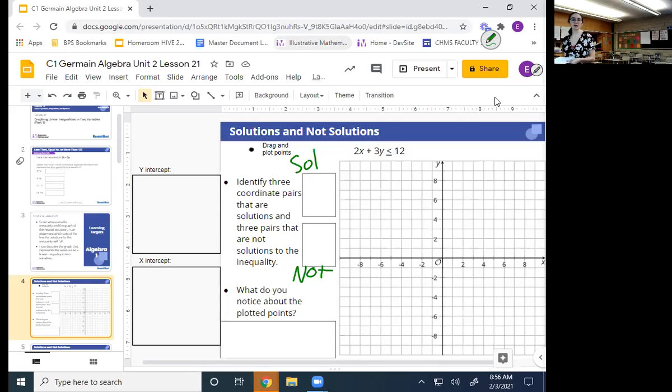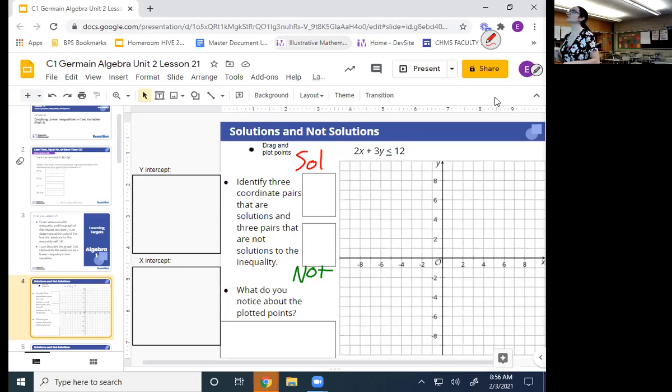Okay, nice job. Let's look at some of these first that Kyle said. Kyle said 3, 2. So that means over 3, up 2. Nice job. So solutions are going to be red. Okay.